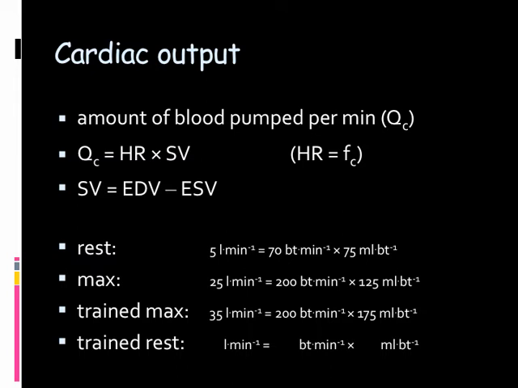Now we'll put some numbers to this. Your heart rate can go from 70, in a typical person, to 200 beats per minute. It's almost a 3-fold increase. And your stroke volume can go from 75 to 125 milliliters per beat, almost doubling. So with a combination of increases in heart rate and stroke volume, you get your increase in cardiac output.